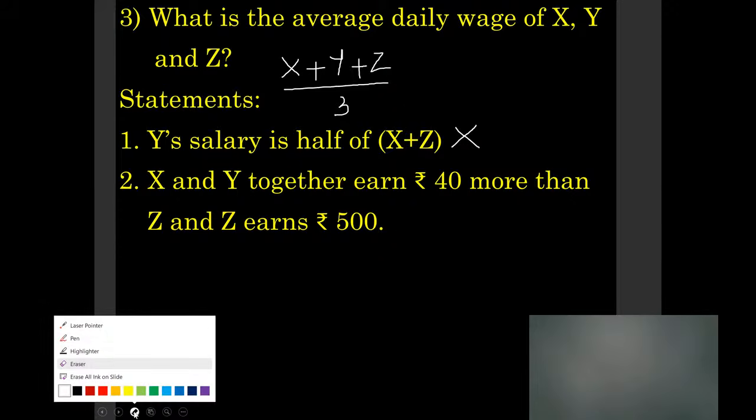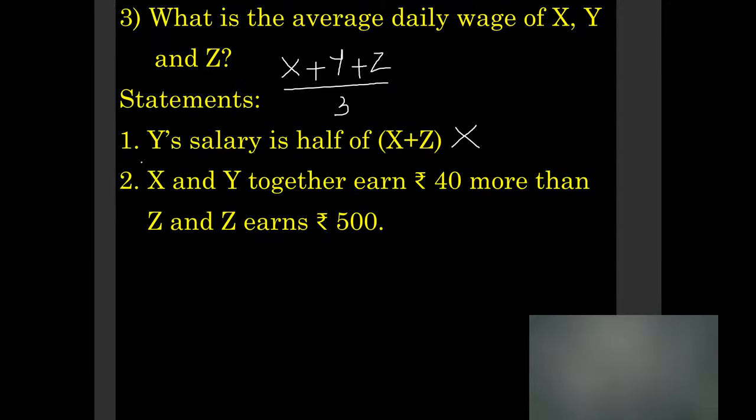Okay, let us check the second statement alone. I am eliminating this one. Z earns 500. We got the value of Z as 500. Next, X and Y together earn 40 more than Z. So X plus Y value is equal to 540, because it is 40 more than Z.